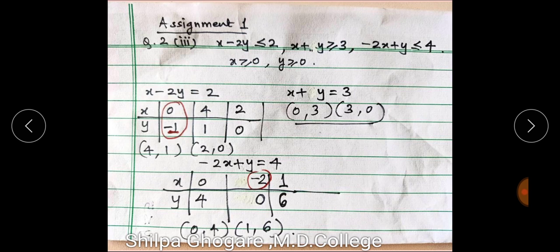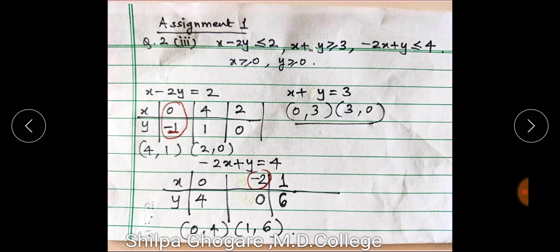The last problem, third problem in the second question, was having three inequalities. Now the first one is x minus 2y less than or equal to 2. If you consider the equation out of it, and if you put x is equal to 0, what you get here is y is minus 1. But since x and y both are greater than or equal to 0, the point 0, minus 1 will not be considered. So I am putting x is equal to 4. Any other value can be put so that you get a positive value for y. Similarly, if you put y is equal to 0, you get x is equal to 2.